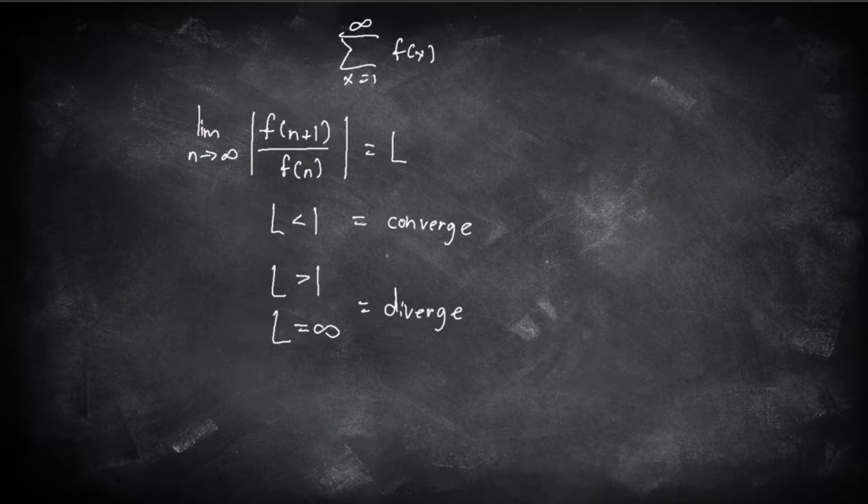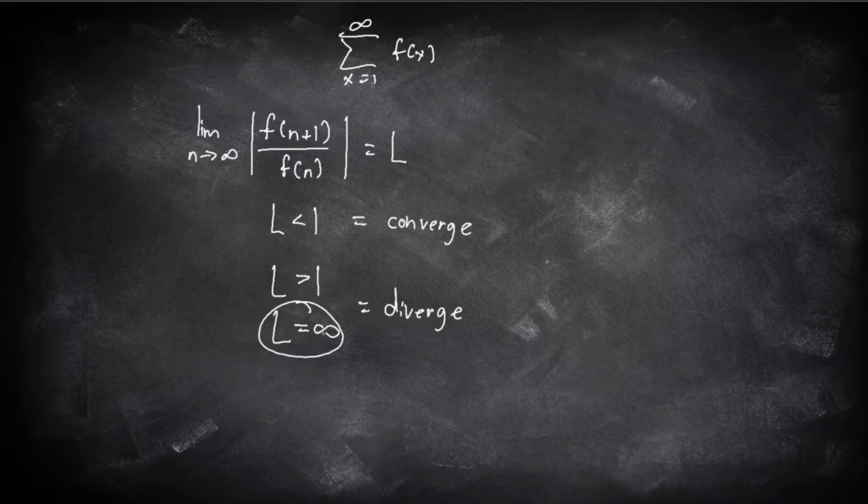So to understand this, let's think about what's happening. The next term divided by the previous term, if that is less than 1, that means the next term is smaller than the previous term, then it converges, which makes sense, because if the number is getting smaller each time, then the sum is going to sooner or later reach a limit. Now, if the limit is greater than 1, then that means the next term is bigger than the previous term. That means our sum is getting bigger each time without slowing down. So that means it's got to diverge.